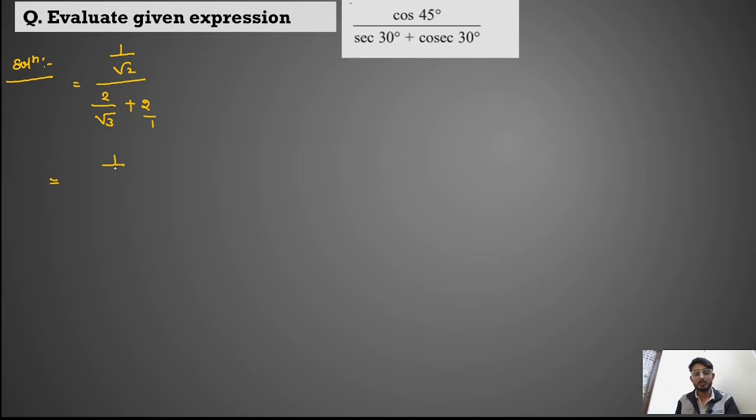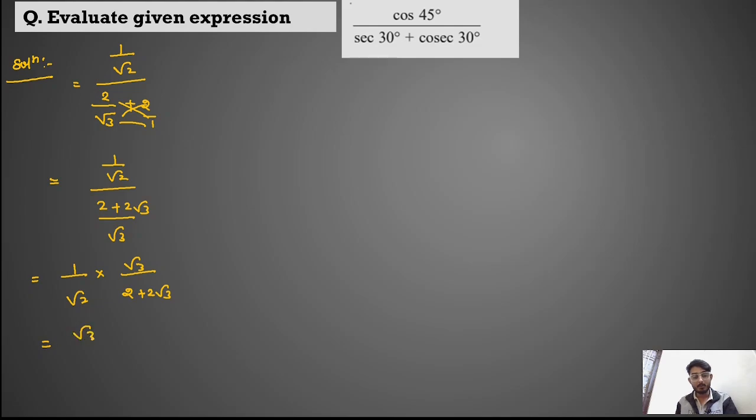1 upon root 2. Here basically you can do this by multiplying root 3 by 1. You will get root 3. You will write root 3 in the denominator and multiply 1 by 2. 2 ones are 2, and multiply 2 by root 3, 2 root 3. Now take the reciprocal of this term, 1 upon root 2 into root 3 upon 2 plus 2 root 3.